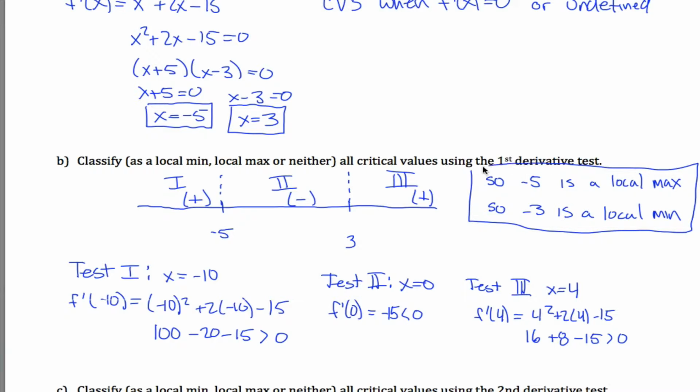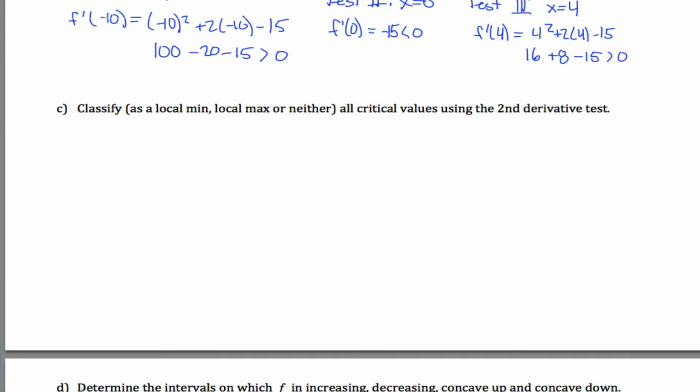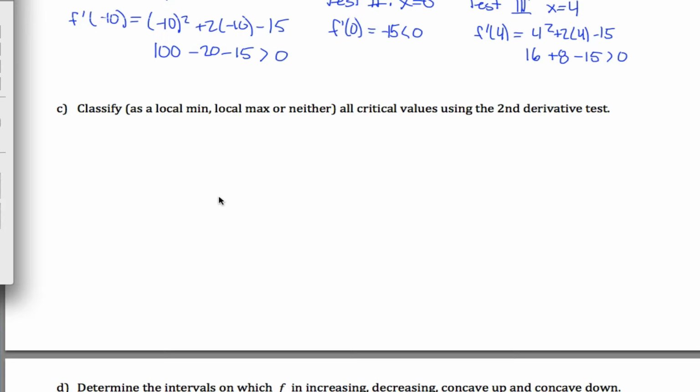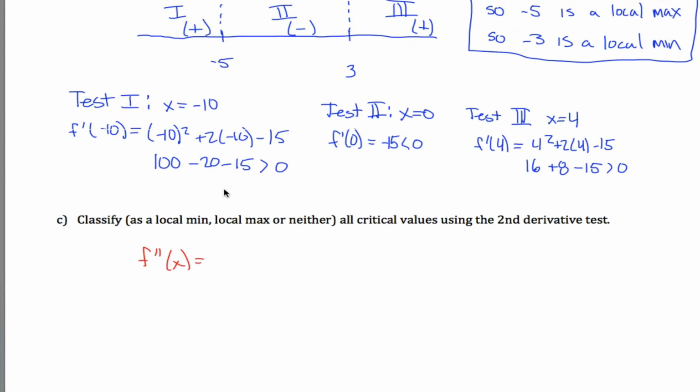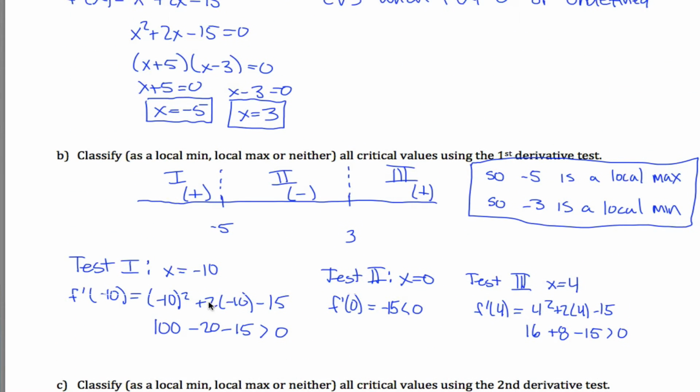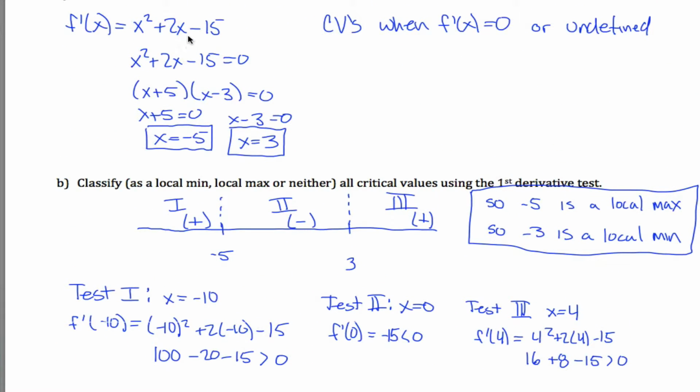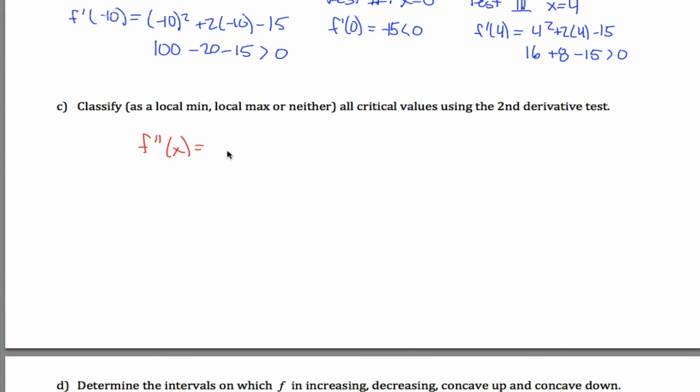This right here would be our answer. Okay, part C says, do that again, get those exact same answers, hopefully, except now use the second derivative test. To use the second derivative test, you better know the second derivative. Second derivative is just the derivative of the derivative, so it's the derivative of x squared plus 2x minus 15, which is just 2x plus 2.